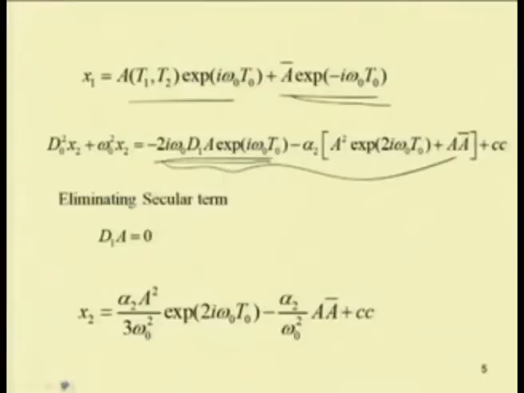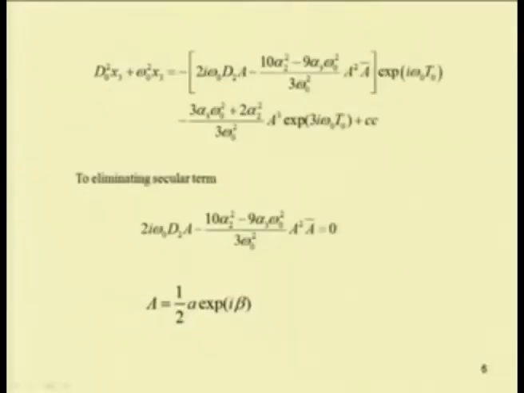So, we can write this equation: d 0 square x 3 plus omega 0 square x 3 equal to minus 2 I omega 0 d 2 a minus 10 alpha 2 square minus 9 alpha 3 omega 0 square by 3 omega 0 square into a square a bar e to the power I omega 0 t 0 minus 3 alpha 3 omega 0 square plus 2 alpha 2 square by 3 omega 0 square into a cube e to the power 3 I omega 0 t 0.